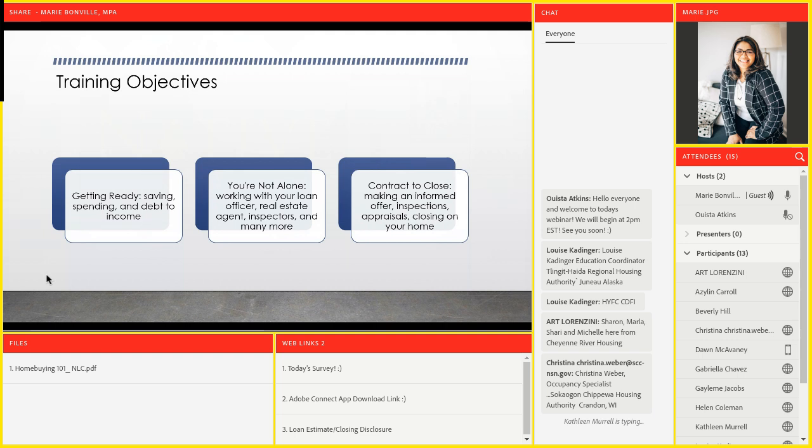And then also from that contract to close, right? What happens after, if you're off reservation, you put in an offer, or you're on reservation and someone accepts your offer, or what happens when you've selected your manufactured home and it's being delivered to the site, right? There are all these other elements that are involved that they need to know about.